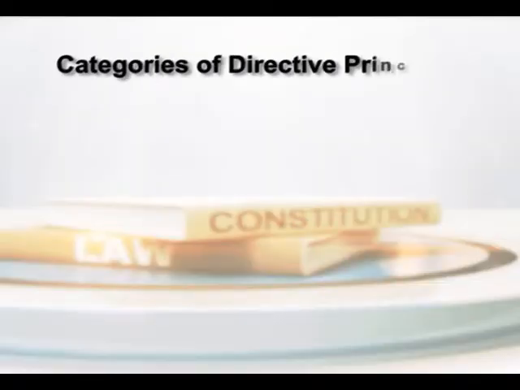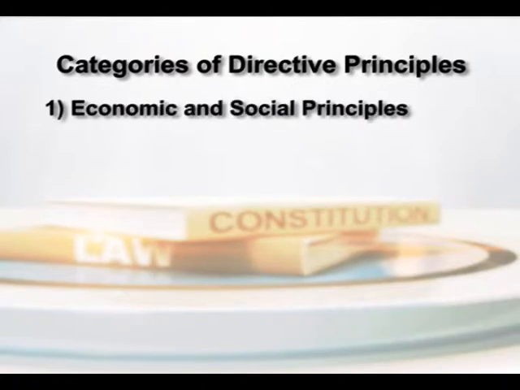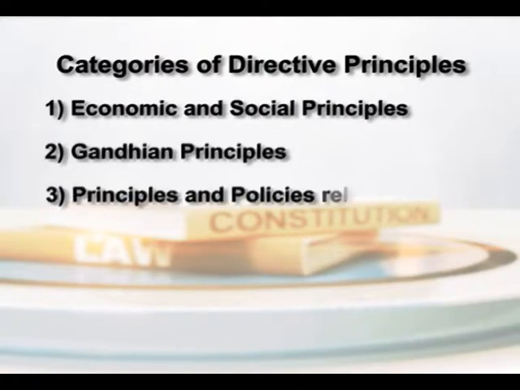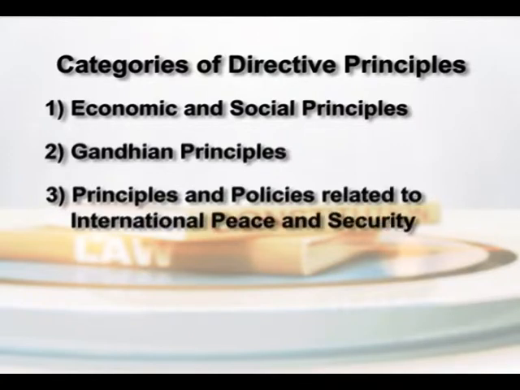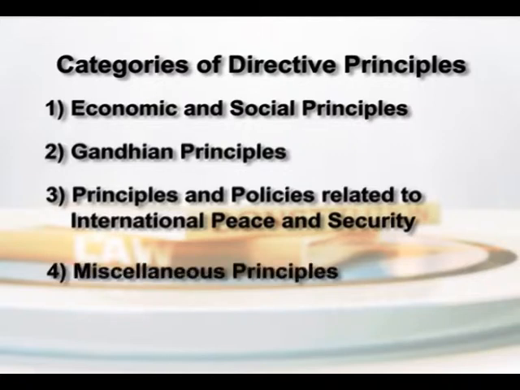They are, in fact, directives to the government to incorporate them in the decisions and public policies to be formulated by the government. Let us now attempt a classification of these directive principles of state policy. They can be grouped together into 4 categories. These are the economic and social principles, the Gandhian principles, principles and policies related to international peace and security, and obviously there are certain miscellaneous principles. Let us now start with economic and social principles.